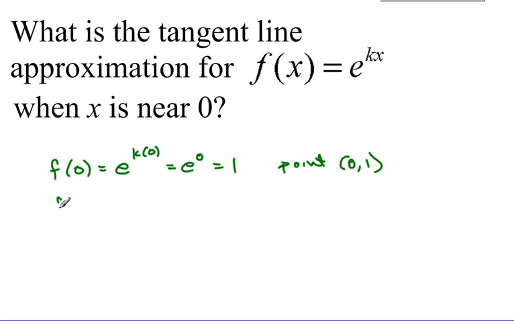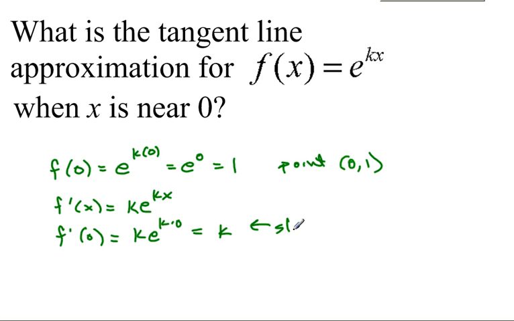And then we can do our derivative. f prime of x equals, chain rule, e to the kx, derivative of the inside is k. There we go. So f prime at 0 equals k e to the k times 0. And that's going to just be k. So there's my slope. And here's our tangent line approximation. y minus 1 equals k times x minus 0. And this can, of course, be simplified as y = kx + 1.